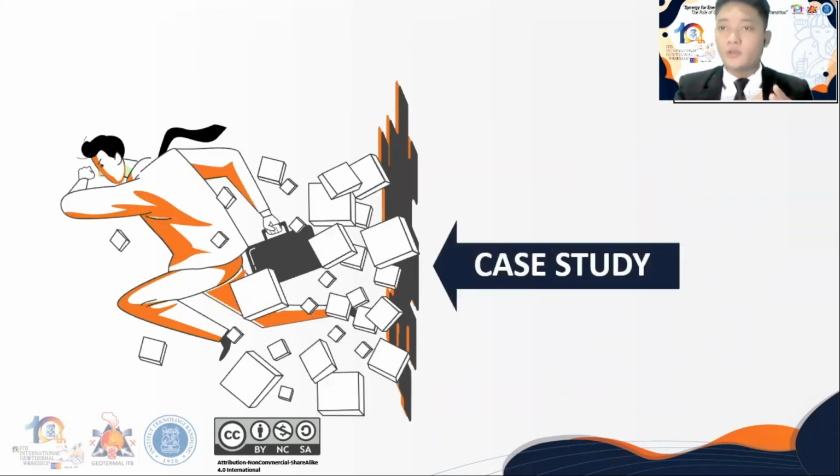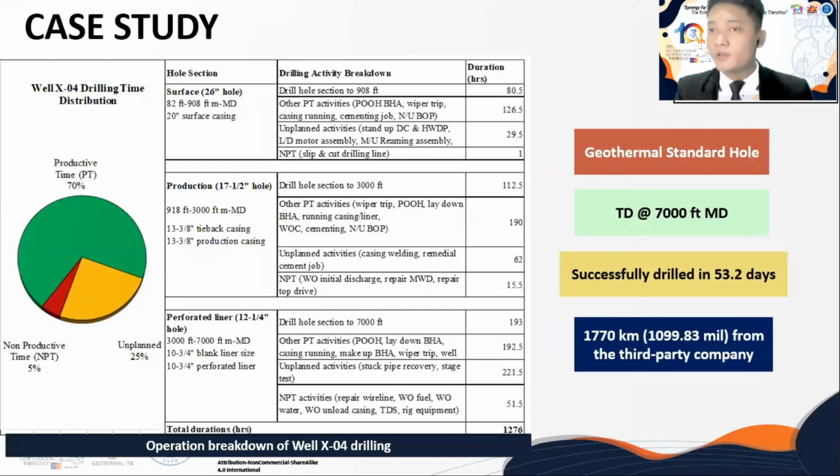The X4 well is one of the geothermal production wells located in Indonesia. The well was successfully drilled in 53.2 days with a total depth of 7,000 feet measured depth. The power supply of the drilling rig needed during the drilling operation is 1,700 horsepower, and this well is approximately 1,770 kilometers from the third-party company that provides service and workshop for the preparation to drill this well.